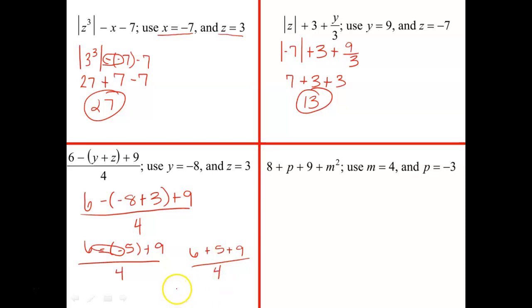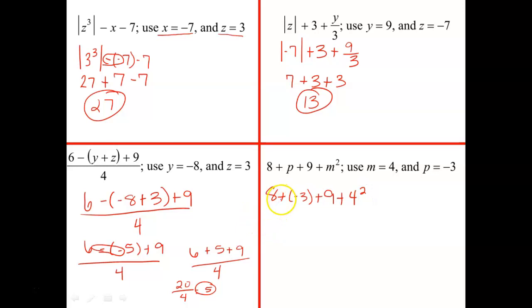Run out of space, sorry. So 6 plus 9 is 15 plus 5 is 20. So all of this is 20 over 4, and 20 divided by 4 is 5. And last we have 8 plus p plus 9 plus m squared. So 8 plus p is -3 plus 9 plus m is 4.